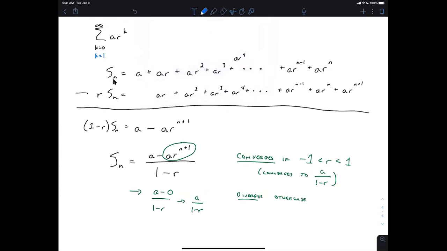So if we're going Sn, it'd be the sum from 1 to n. What would happen at the beginning of this? You wouldn't have an A, you would have immediately an AR. Right. You'd have immediately AR. And then what would happen down here? The AR would go away.